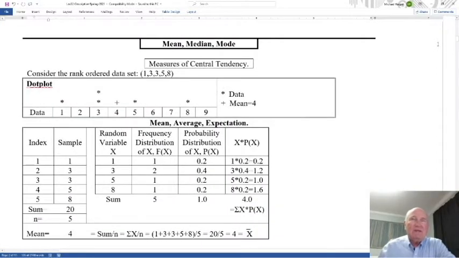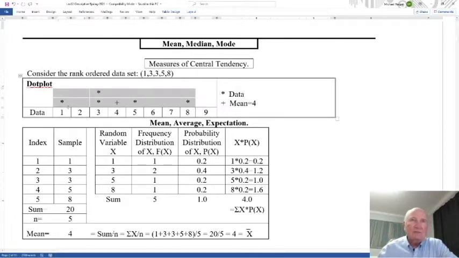Okay, first of all, the mean, median, and mode. These are three measures of central tendency. Consider the rank order data 1, 3, 3, 5, and 8. Here's a dot plot, which I've mentioned before, and now we can see how the asterisks, or stars, show the actual data.